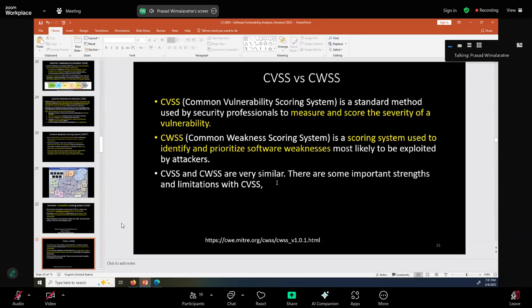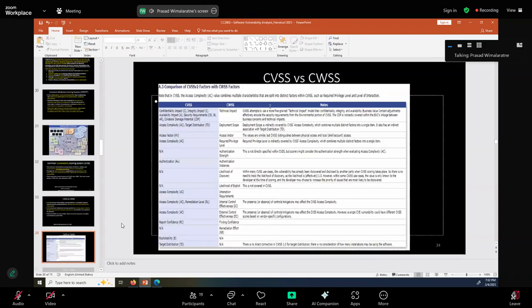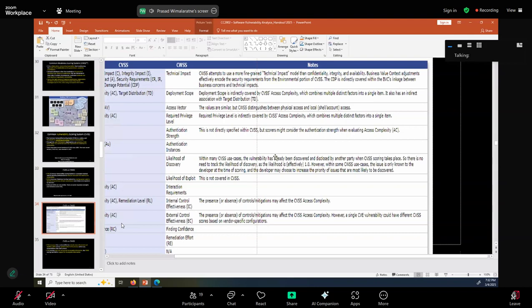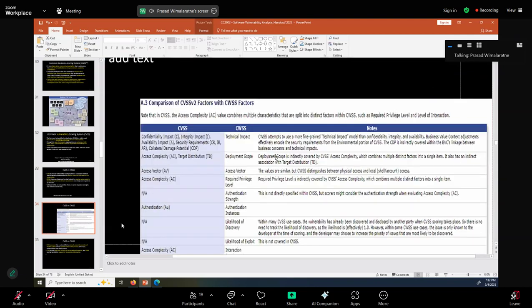And on the other hand, CWSS, or what we call the Common Weakness Scoring System, is again a scoring system that can be used to identify and prioritize software weaknesses most likely to be exploited by attackers. So they are pretty much similar, but they have their own pluses and minuses, as you can see. This one is just trying to summarize an example of the features, a comparison between the factors. So CWSS has its own set of factors, and CVSS, this is version 2 actually.